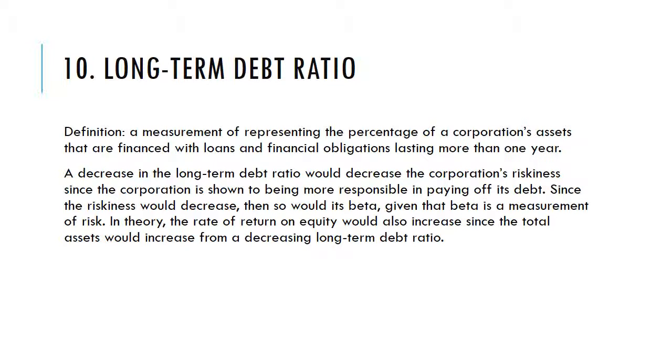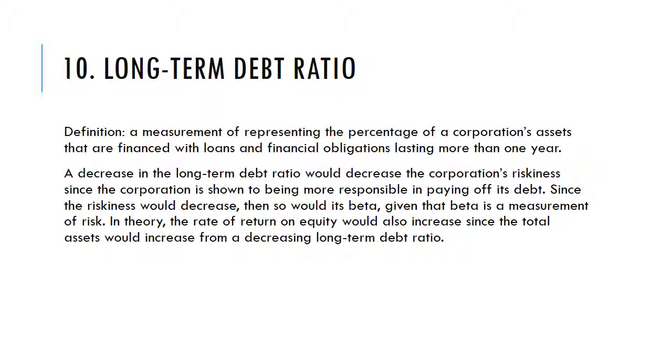So question 10 pertains to the long-term debt ratio, and the definition is that it is a measurement representing the percentage of a corporation's assets that are financed with loans and financial obligations lasting more than 1 year. A decrease in the long-term debt ratio would decrease the corporation's riskiness, since the corporation is shown to be more responsible in paying off its debt.